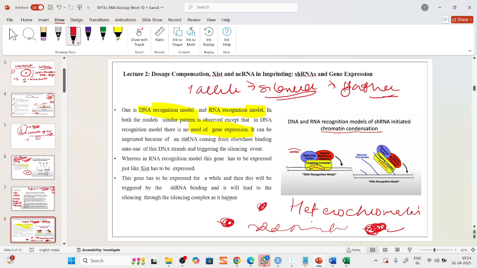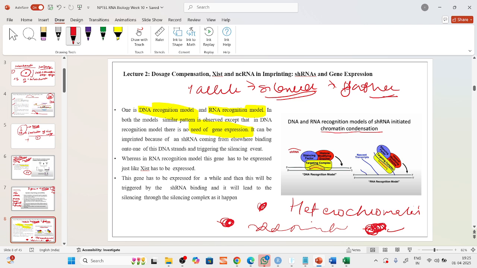But in the RNA recognition model, what happens? Little expression happens. But after a while, the shRNA will bind, and then there will not be any further transcription. Okay. So this gene has to be expressed for a while, and then this will be triggered by the shRNA binding, and it will lead to the silencing through the silencing complex. Okay. So it is like this.